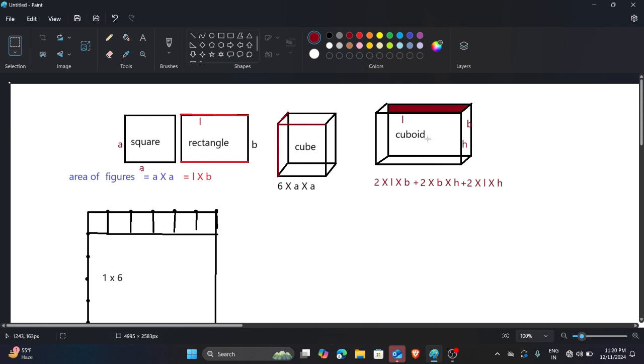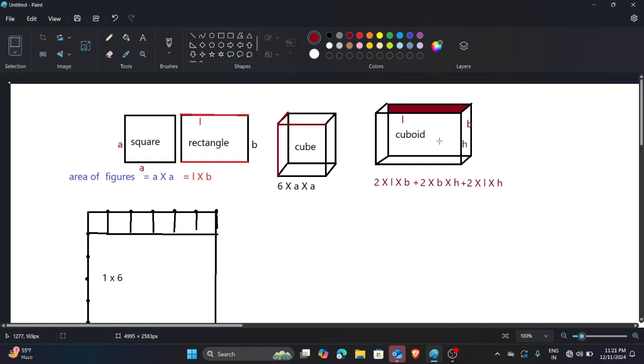Suppose this cuboid is your room. In a room there is a ceiling and a base. Suppose in your room there is no ceiling and no ground. Then you have to discard these two things first, and then what remains is the lateral surface area.